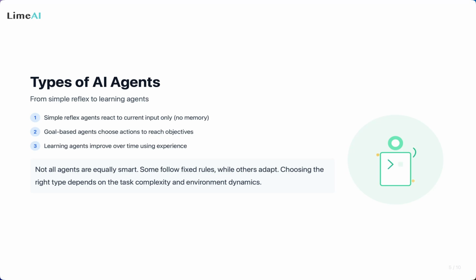Then, learning agents. These are the smartest kind. They get better over time by learning from experience. Think of YouTube's recommendation system. At first, it might suggest random videos. But as you watch more, it notices patterns. Maybe you like cooking tutorials or tech reviews. Over time, it adapts and shows you more relevant content. It learns from feedback. Most modern AI agents, especially those using machine learning, fall into this category. So as agents become more advanced, they gain memory, planning, and adaptability. But even simple agents are useful. Choosing the right type depends on the job.